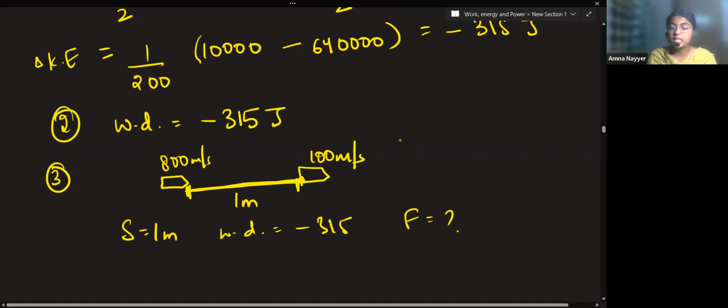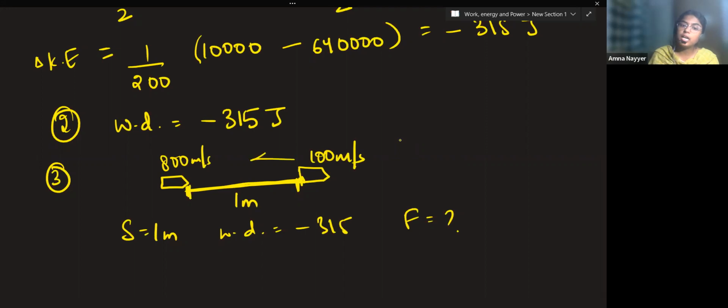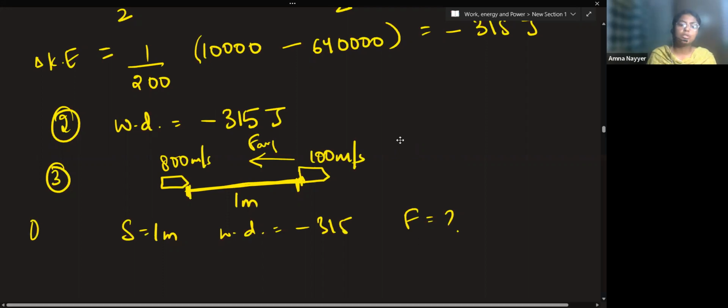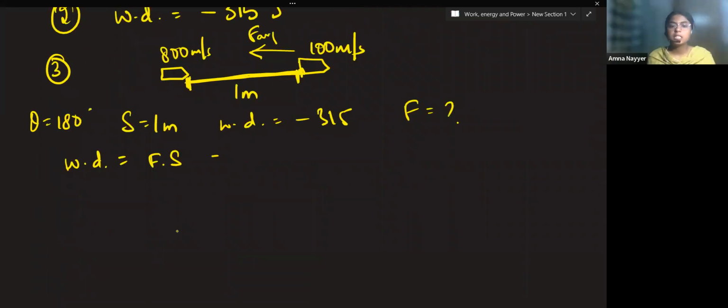Displacement is covered here. Resistive force will occur in the opposite direction. This is the resistive force, average resistive force. So theta will become 180 degree. So work done, this is F dot S. This is what we had started with in work, energy and power. So force dot displacement means Fs cos theta.